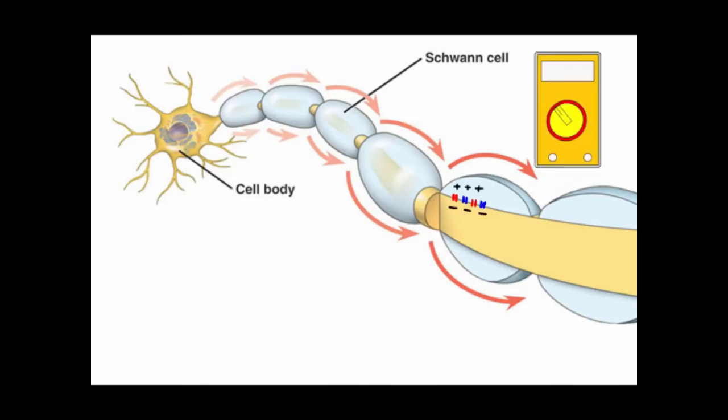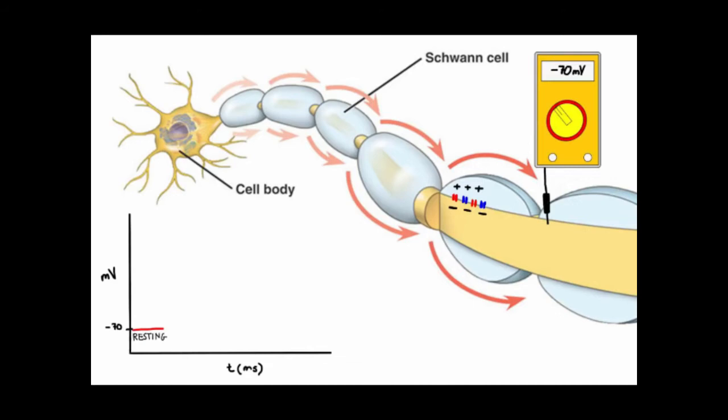If you could imagine sticking a microelectrode connected to a voltmeter inside this membrane, the reading would show about negative 70 millivolts, meaning that the inside of the neuron is about 70 millivolts less than the outside. The cell membrane of a neuron is polarized because of this electrical difference across the membrane.